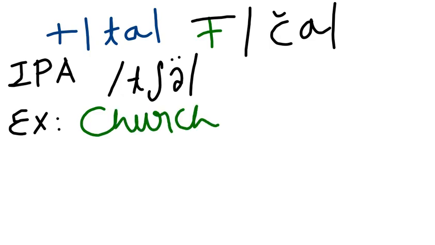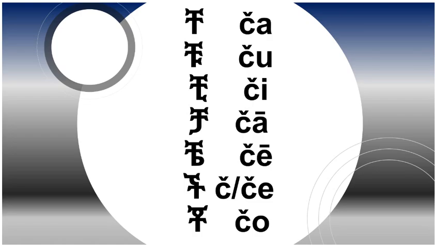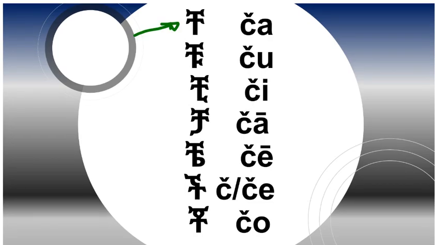Now, church. When we say church, we have two families of cha in other Ge'ez alphabets. Cha, the first variant, and again at the end of church, Chi. This is the first variant Cha, and again the sixth variant Chi.